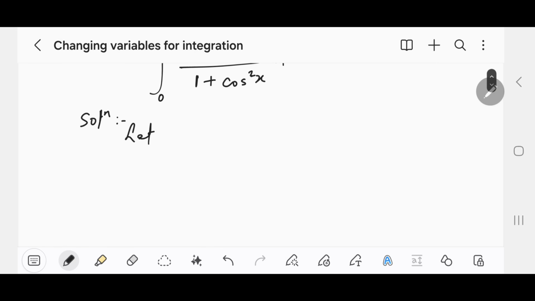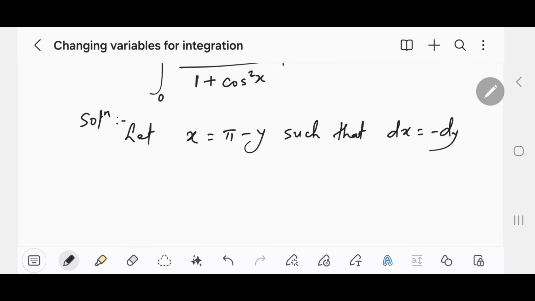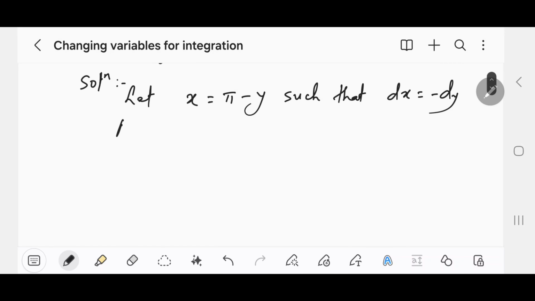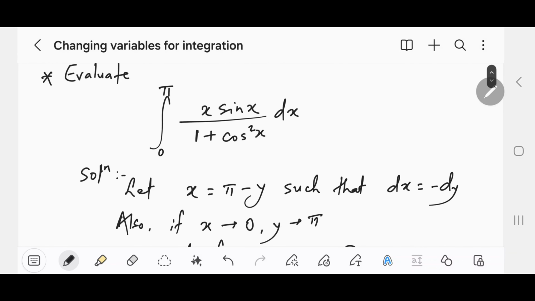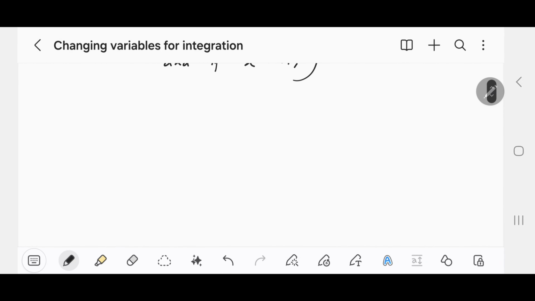In this case, let x equals pi minus y such that dx equals minus dy. Also, if x tends to 0, y tends to pi, and if x tends to pi, y tends to 0.